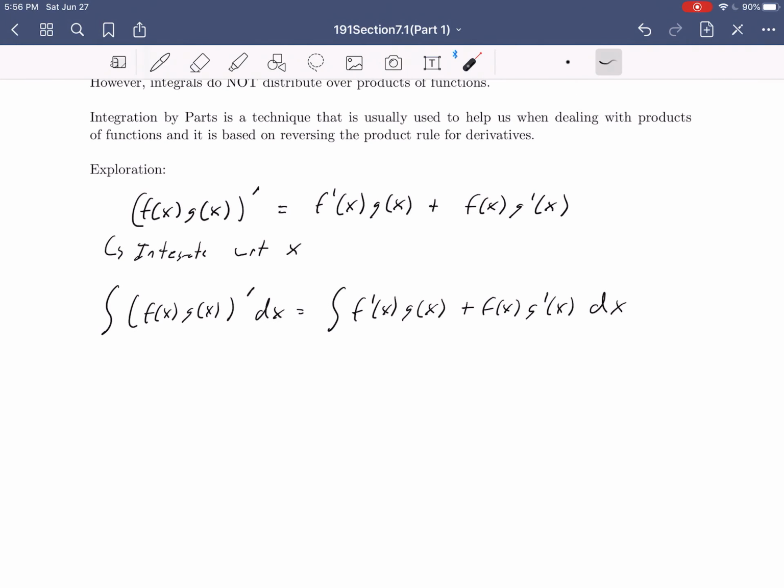Okay, now let's see if we can play around with this, simplify it, just see if this tells us anything interesting. Well, this left-hand side is very interesting because it's the antiderivative of the derivative with respect to the same variable.